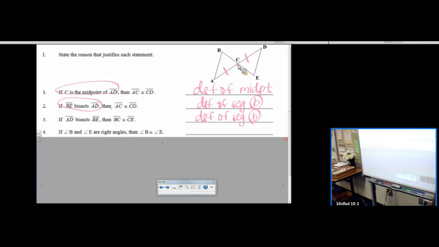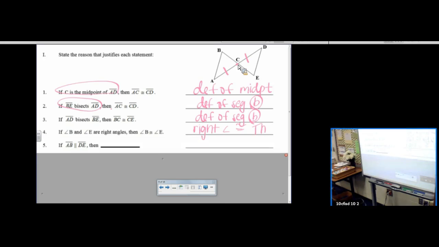If angle B and angle E are right angles, then angle B is congruent to angle E. We've done that on the last slide. This is, remember, the only one that's probably new. Right angle congruence. You can write theorem at the end because it is a theorem. Right angle congruence theorem.